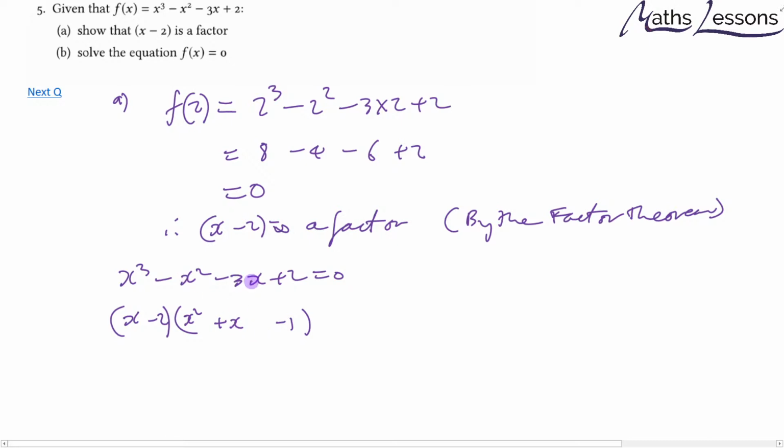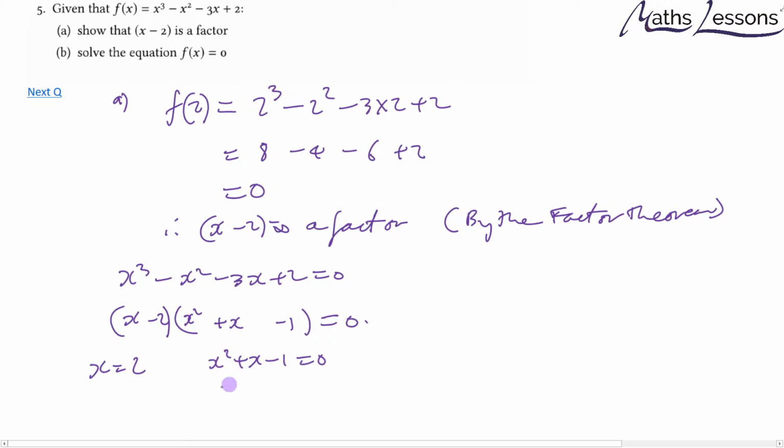Check against the minus 3x. Minus 2 times x is minus 2x, minus 1 times x gives me the minus 3x, so that works too. So we know that x equals 2 from this one, or we've got x squared plus x minus 1 equals 0.